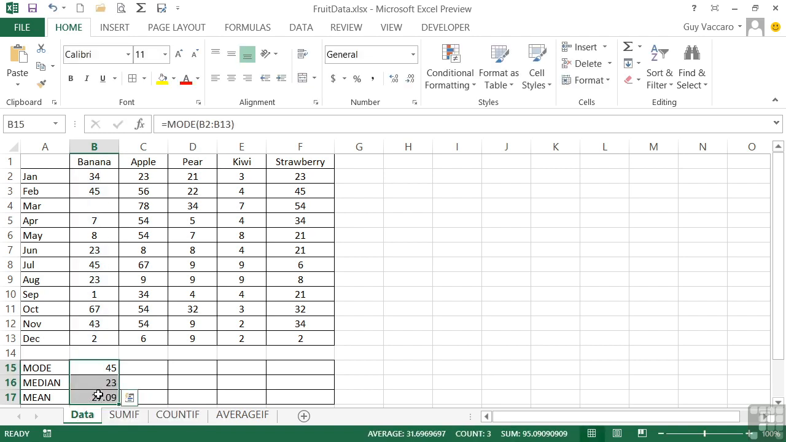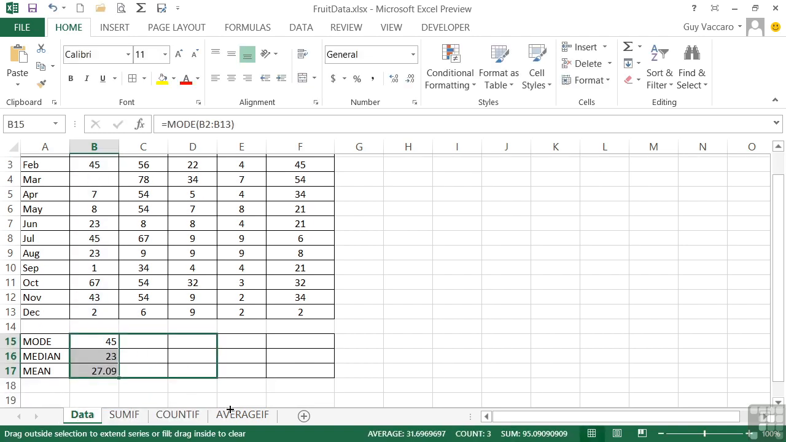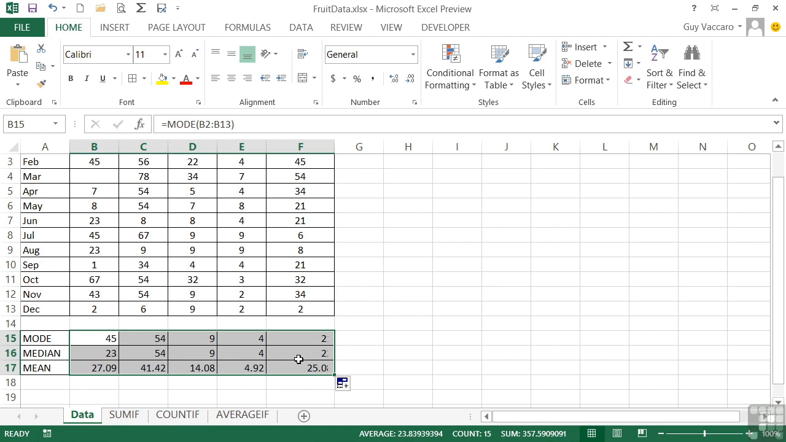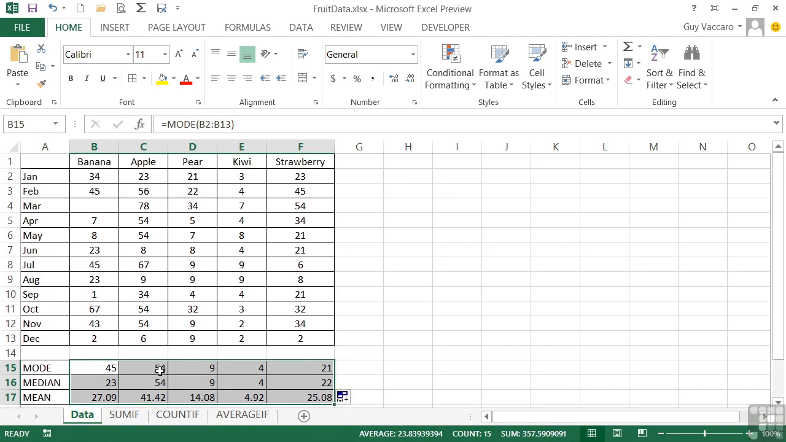We can then take all 3 of those and replicate them across all of our different fruit, and we find it returns obviously different values. Everything is relative. Now there is one little caveat with the mode. If there is no mode, if there is no recurring number, so we have 9 there as the mode because it happens 1, 2, 3, 4 times.